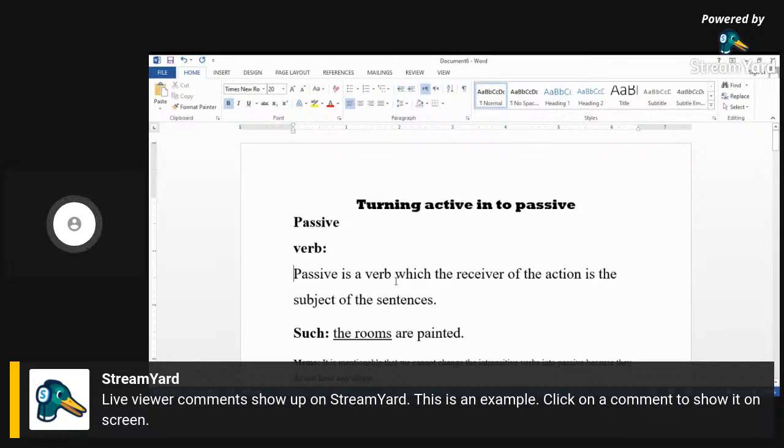So passive, what is a passive verb? Passive is a verb where the receiver of the action is the subject of the sentence.